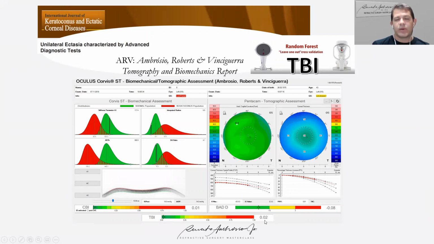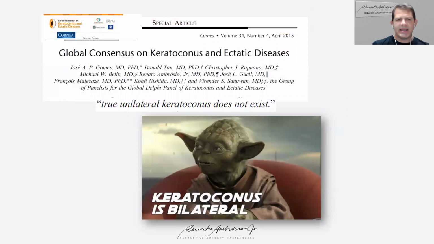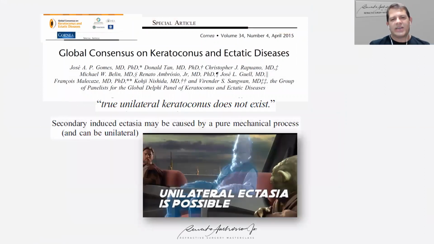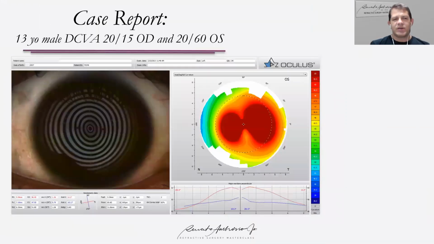So it's unilateral ectasia. But the idea is that true unilateral keratoconus does not exist, while unilateral ectasia can be a biomechanically induced condition that you can also have. So unilateral ectasia is possible. So there's a report here.